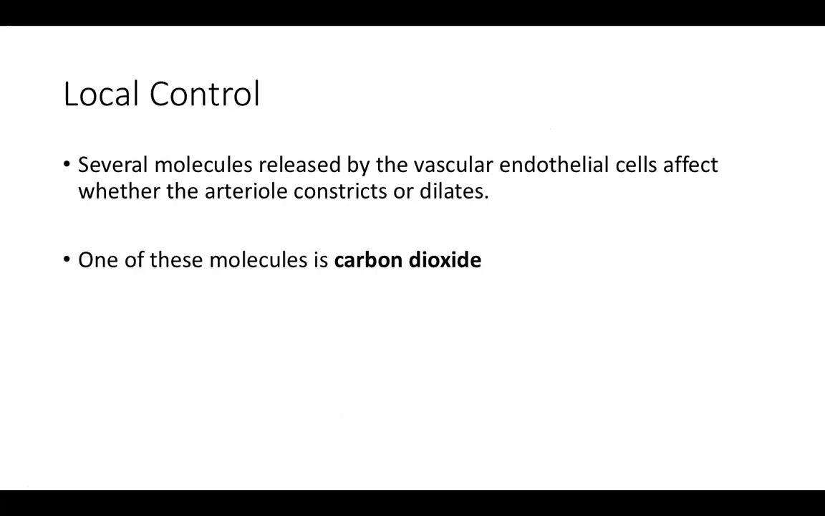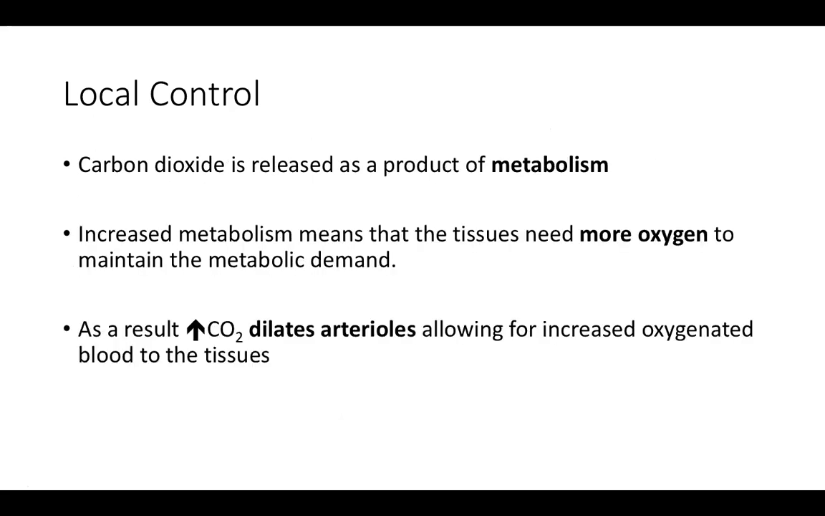One of these molecules is carbon dioxide. The more carbon dioxide that's produced, the more those arterioles are going to dilate. And so if you think about it, carbon dioxide is released as a byproduct of metabolism. So if you have increased metabolism in a tissue, you generally need more oxygen to get to that tissue. And so as a result, the carbon dioxide is going to cause the arterioles to dilate. And if they dilate, more blood flow can go to that tissue. And if more blood flow goes to that tissue, you get better oxygenation of that tissue.